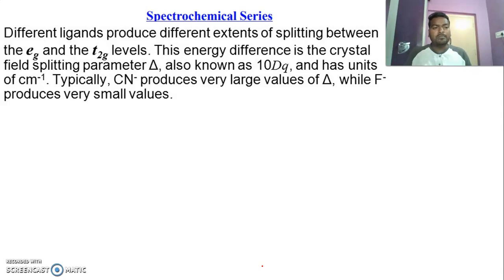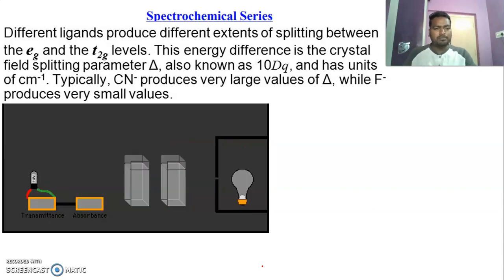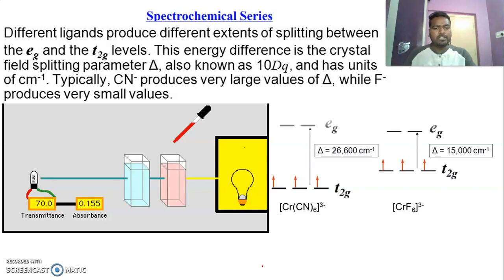But the next question is how to identify the crystal field splitting capacity of a ligand. This can be identified through some spectral studies. It's very simple. Through spectral studies, you just look at here. You take these two complexes. In both complexes, chromium is in the +3 oxidation state. In this case, you just look at it: the crystal field stabilization is very high for cyanide and very low for fluoride. So we identify this by using spectral studies.